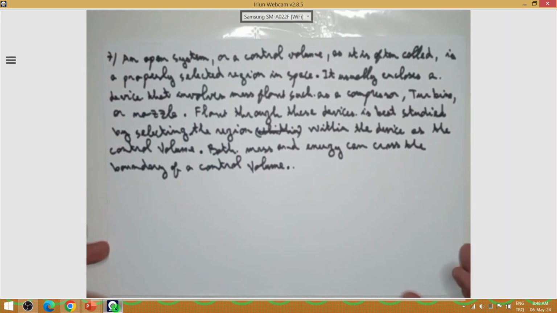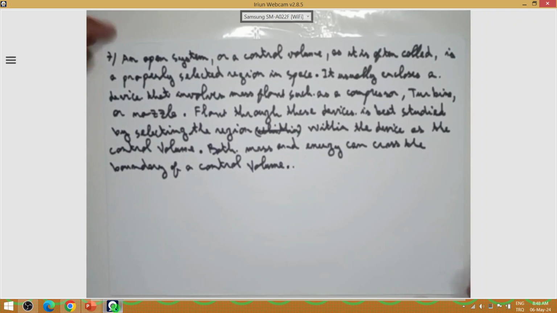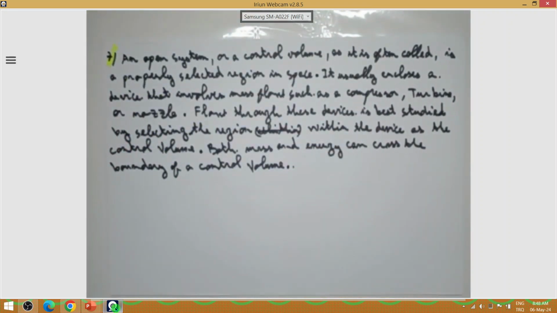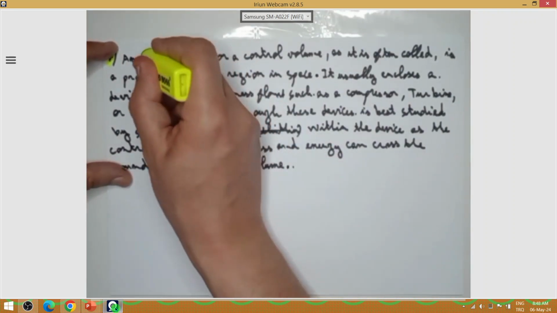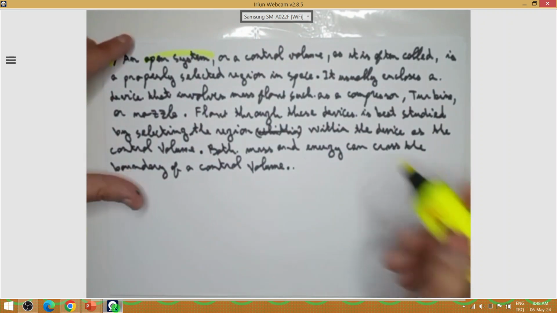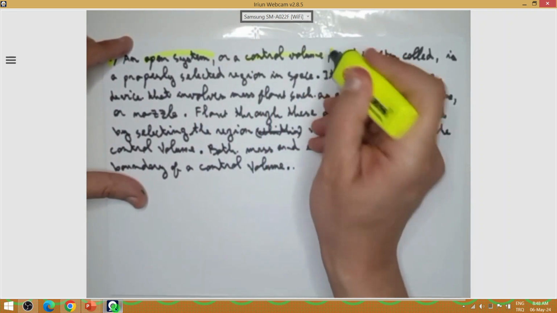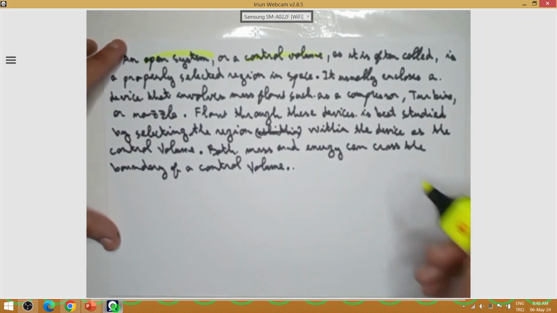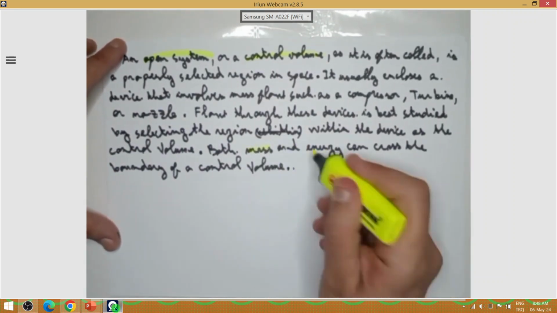So let's try to understand what we have just seen in note 7. First of all, I will highlight note 7. Also in note 7 I have some keywords like open system, another keyword, control volume, and also the keywords mass and energy.